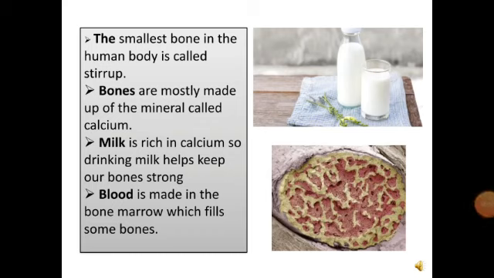Dear students, do you know which is the smallest bone in your body? Yes, it lies in the ear and is called stirrup. And do you know why your mother always asks you to drink milk? It is because milk contains calcium and bones are mostly made up of calcium. Drinking milk makes our bones strong. So please drink milk daily.